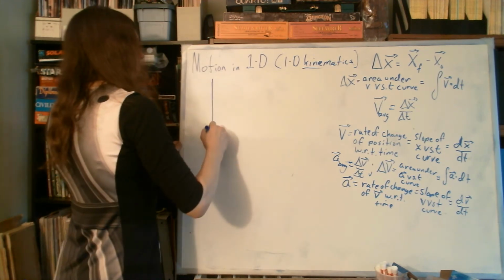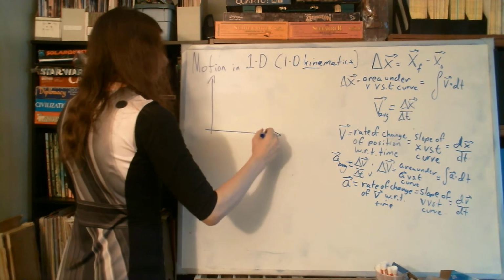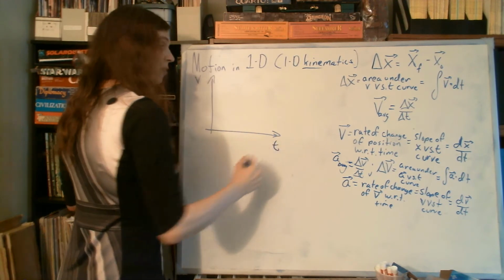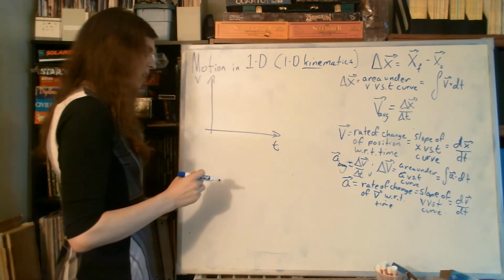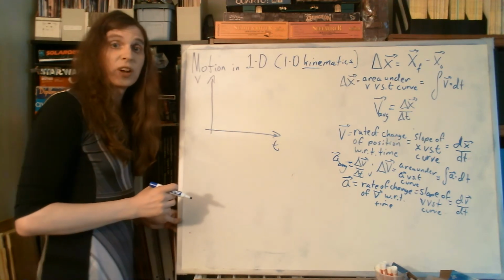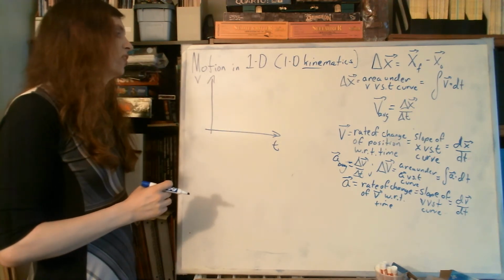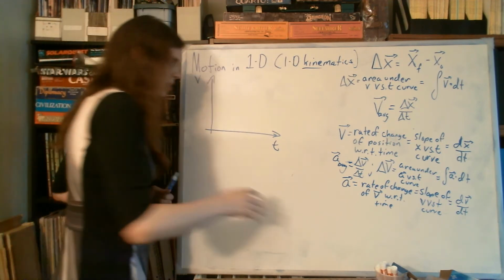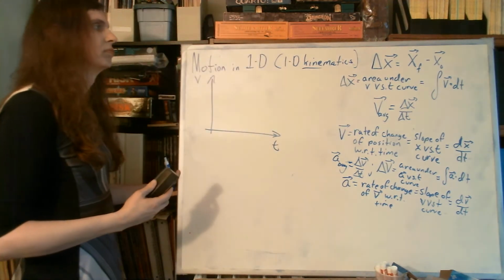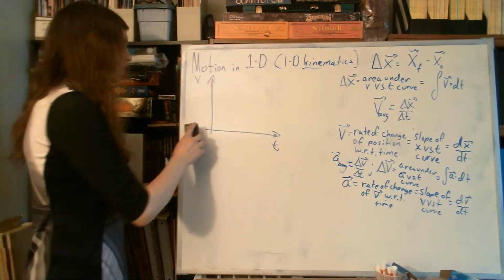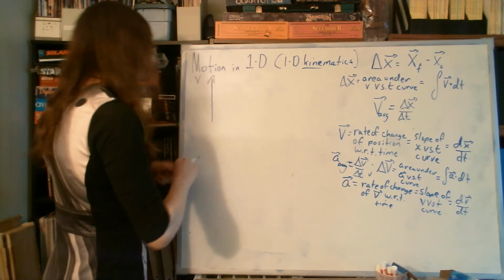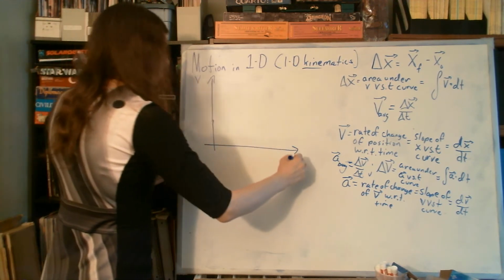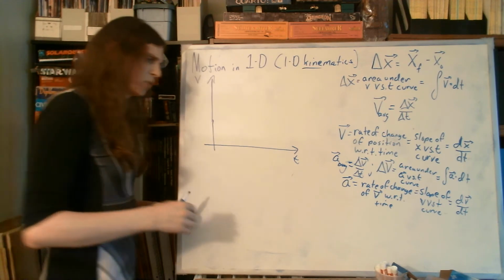So, let's go ahead and make a velocity versus time graph. Let's see. I need space for algebra, and I need space for the graph. So let's sacrifice some things here. Let's make you a little bigger. And we'll see where we go with the algebra.